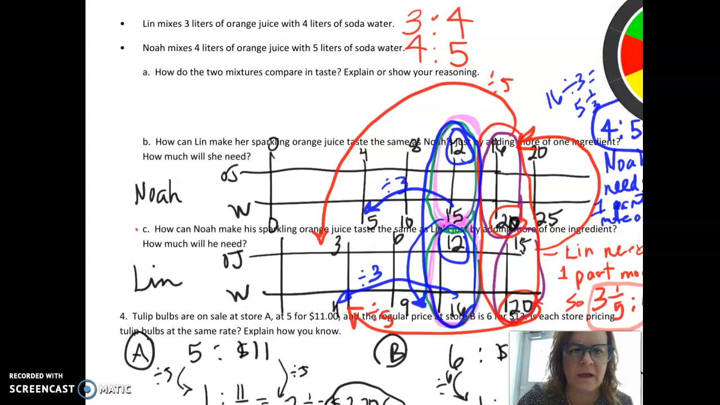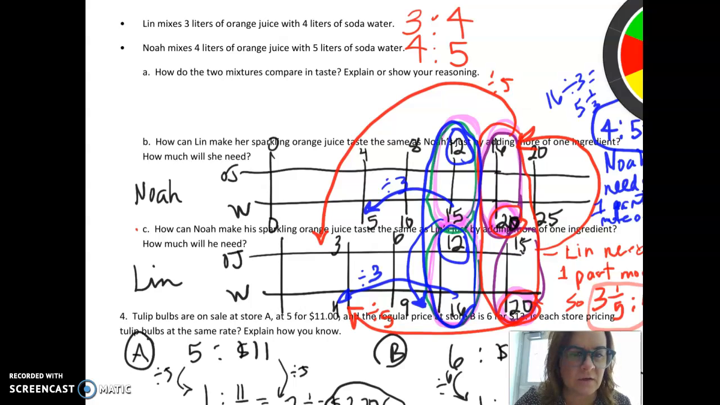We can also look at it with the 16 to 20 right here, because they both have a 20. See how we did that? We just continue the double number lines until they had the same number on both of their double number lines, and then we can compare. For Lynn's, for every 20 waters, we have only 15 oranges, but for Noah, for every 20 waters, we have 16 oranges. So we have more oranges for the same amount of water.